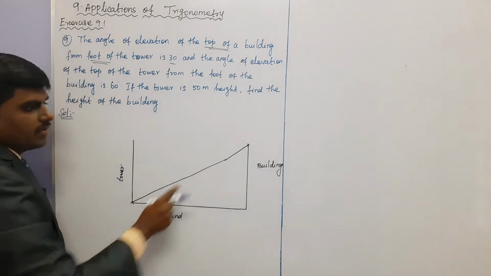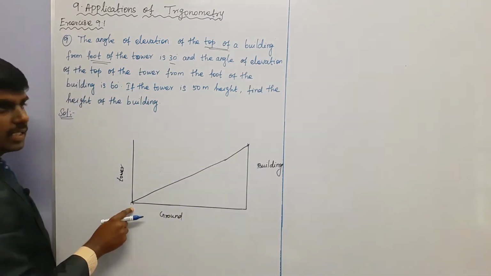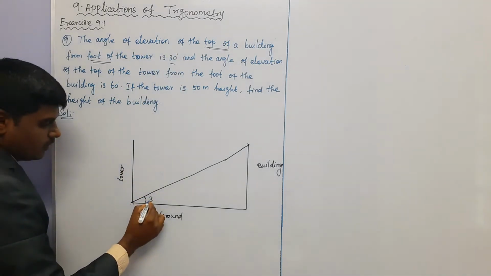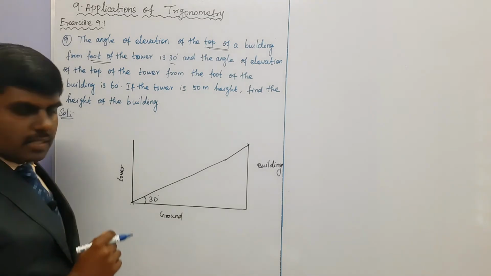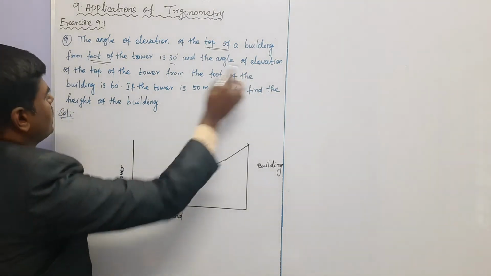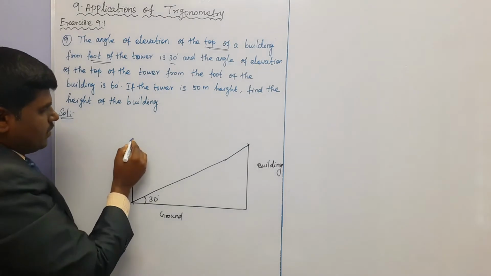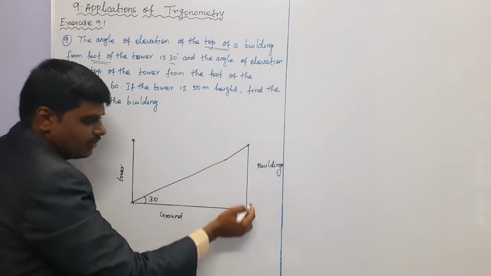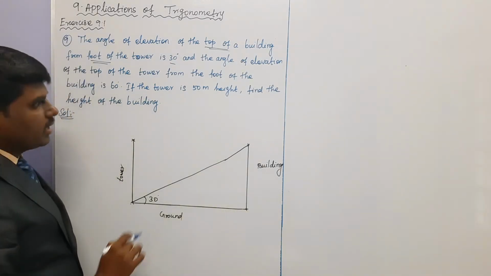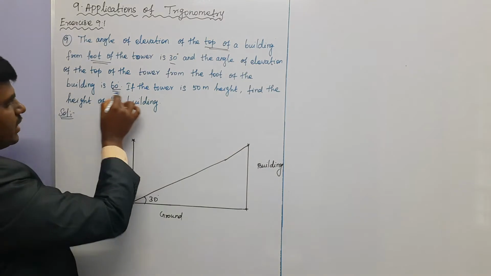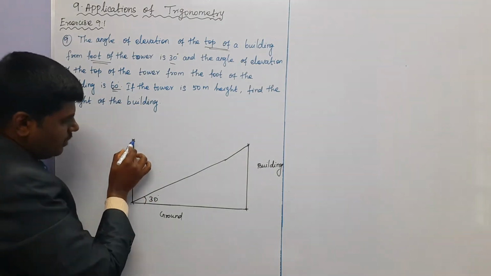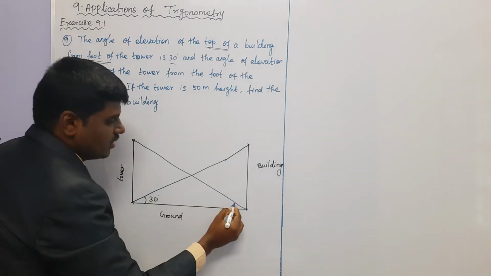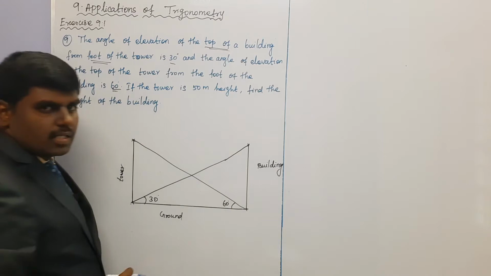The angle of elevation of the top of the building from the foot of the tower is 30 degrees. Next, again, the angle of elevation of the top of the tower from the foot of the building is the same kind of angle, and its value is 60 degrees.